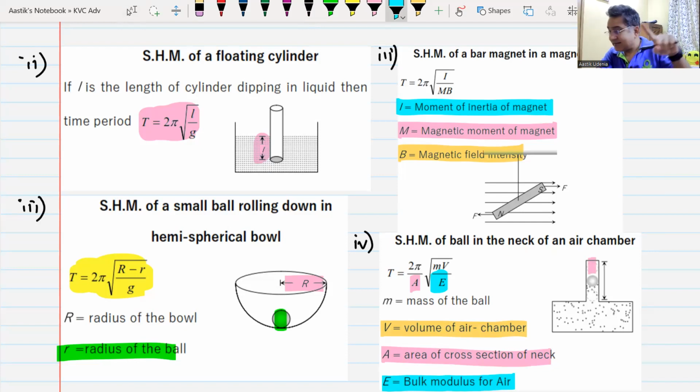Everyone can see the diagrams, yes or no? Yes, sir. Okay, note it down.